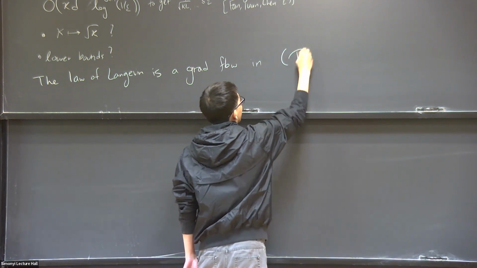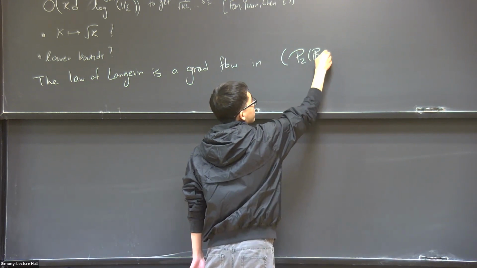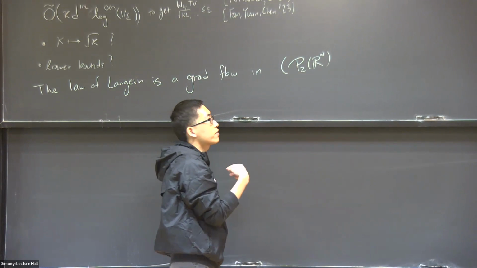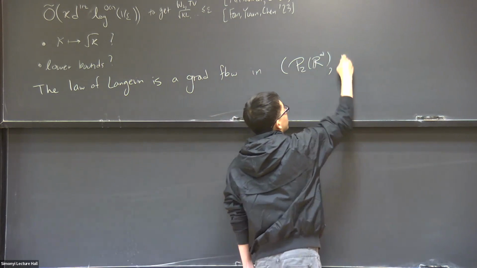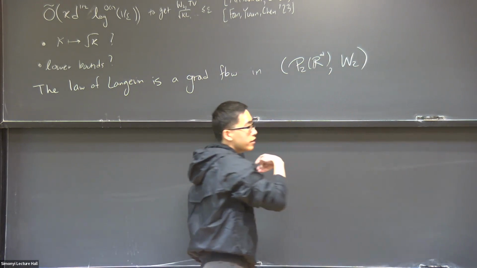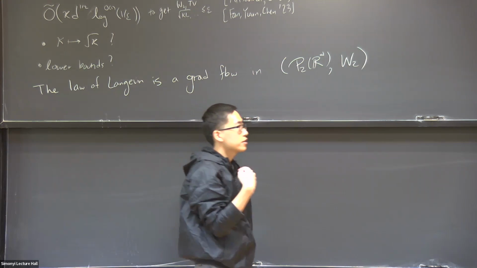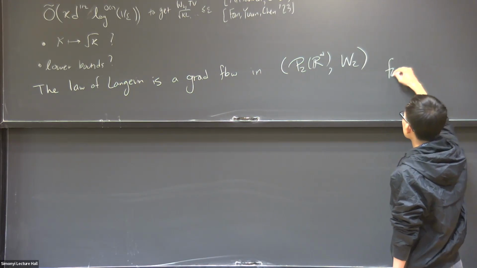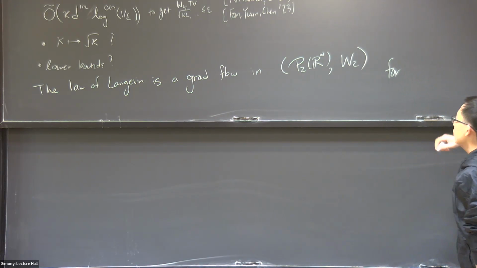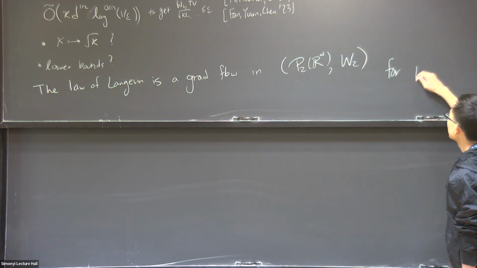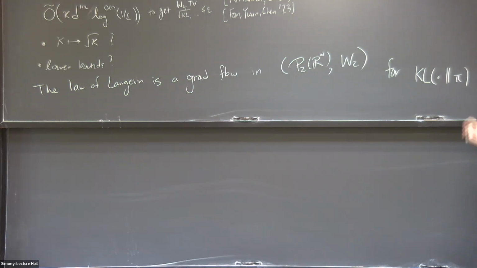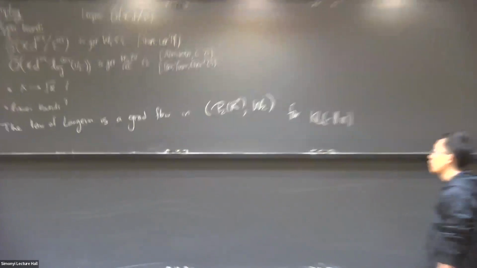So I'm going to write P2 of R^d. This is the space of distributions over R^d, but with finite second moment, with respect to a certain geometry on the space, and that's going to be the Wasserstein distance from optimal transport. And to specify a gradient flow, I also need the objective function, which is going to be the KL divergence with respect to the stationary distribution.